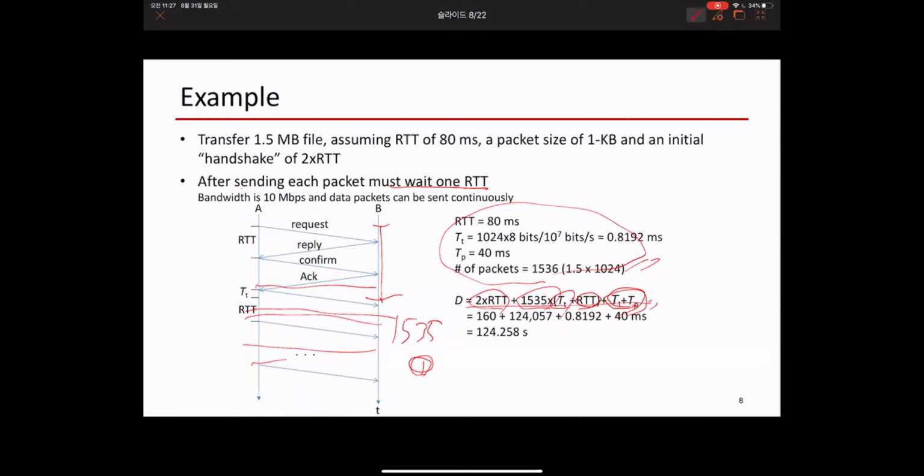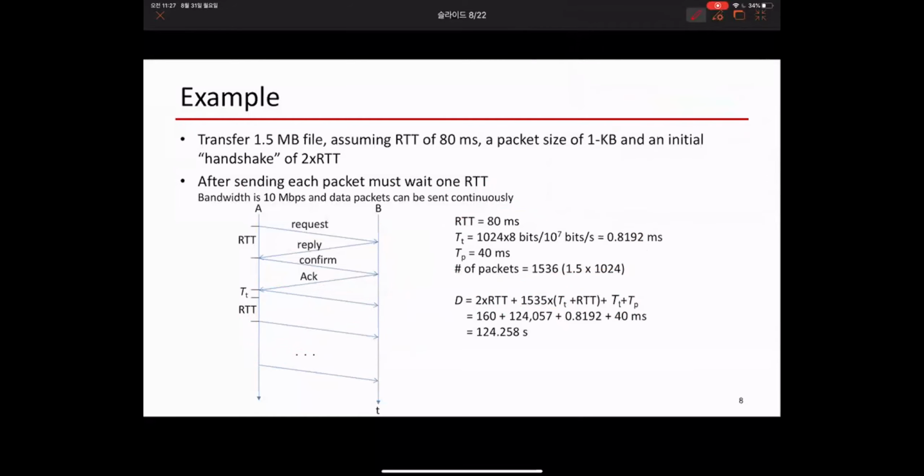So if I repeat it, up to this point it is the same. RTT is 80 milliseconds, and the transmission delay is this much, and the propagation delay is this much. The number of packets I have to deliver is 1,536. Before I send, I have to establish the connection. Hey, can I send it? Yeah, you can. Good to go. Okay, I'm sending it.